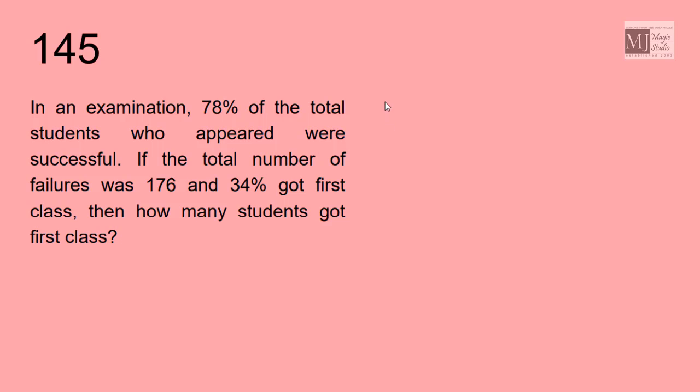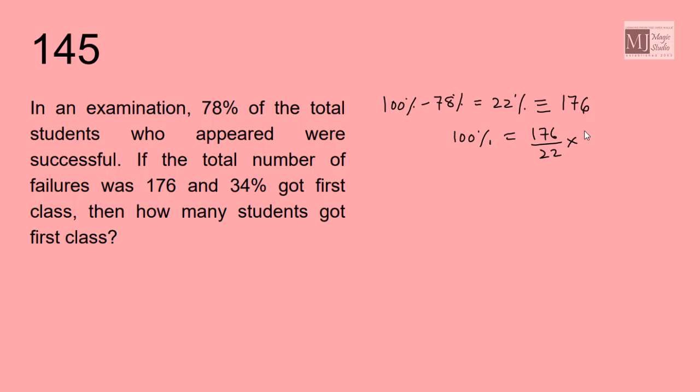78% of the total students were successful. That means 100% minus 78%, 22% of the students failed in the examination, which pertains to 176 as a count. So total number of students are 176 by 22 into 100. Now 34% got first class. Then how many students got first class? Number of students getting first class would be 34% of our total number of people in the class.